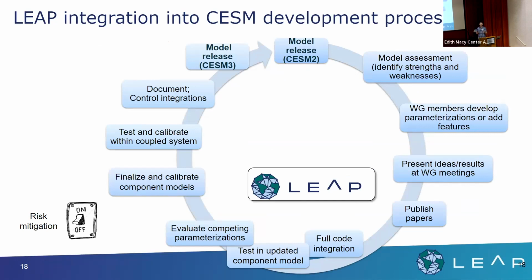And then at about 2 years before we want to release the model, we try to bring all the components together and evaluate what happens in the fully coupled system. And so we're actually starting that process now, working towards CESM3. And that's where we try to finalize the component models. We try to identify the problems that we're having in the coupled model system. This is where we would do automated calibration, if we build in the capabilities to do automated calibration.